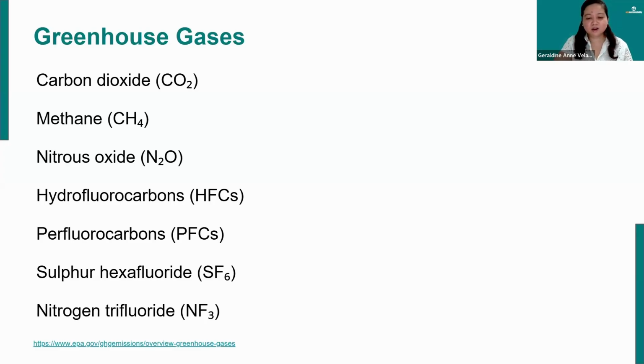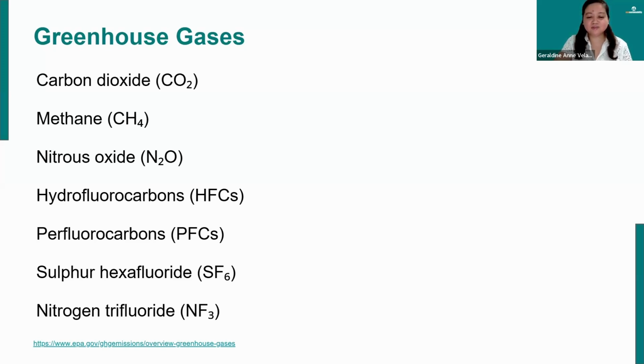Nitrous oxide. What it is: emitted from fertilized soils, manure, and some industrial activities. It has 265 times the warming potential of carbon dioxide. And yes, it is also the laughing gas at hospitals. Why it matters? It is far more potent than carbon dioxide per unit, so small emissions can have outsized climate effects. Hydrofluorocarbons, what they are.